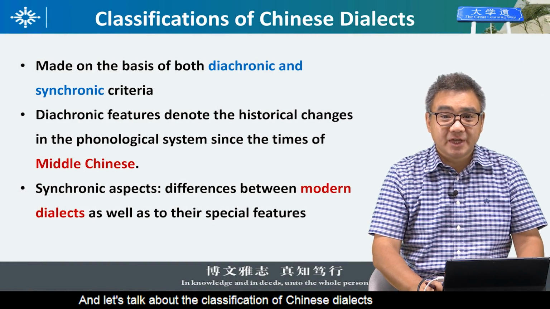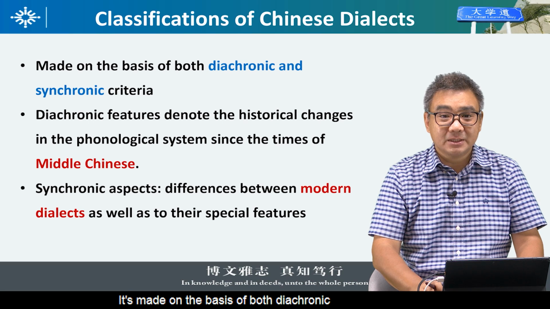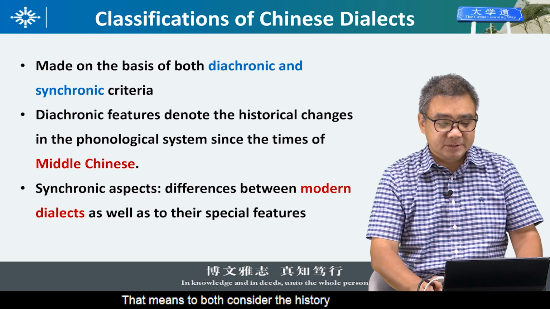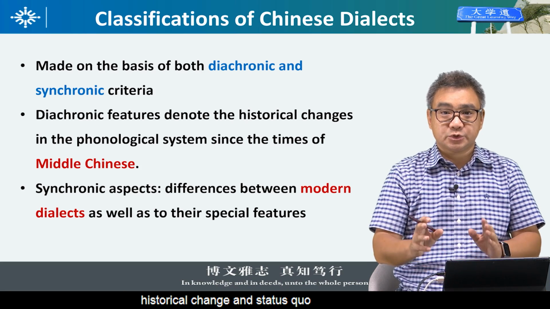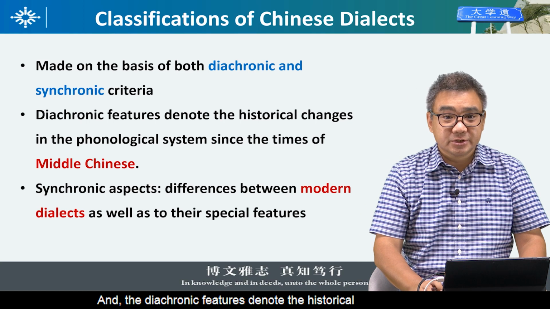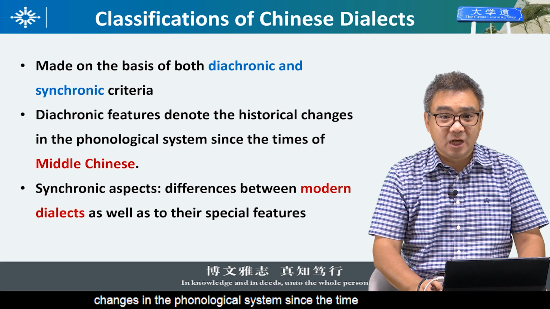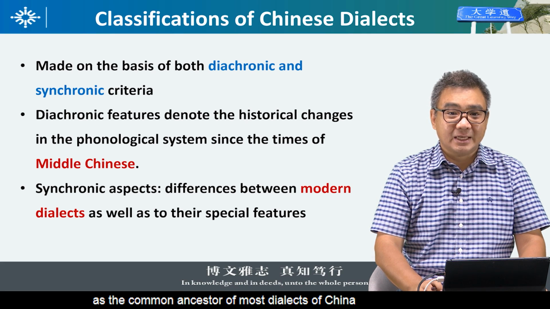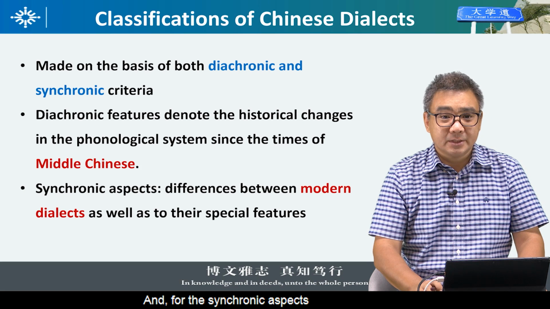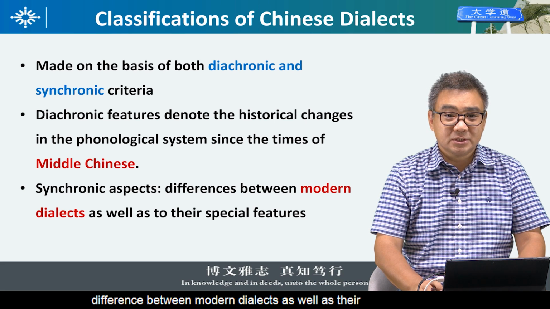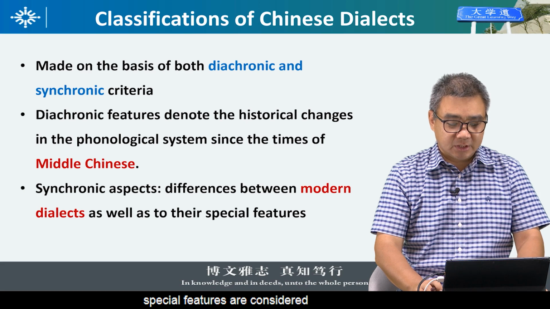And let's talk about the classification of Chinese dialects. It's made on the basis of both diachronic and synchronic criteria. That means to consider both the history, the historical change, and the status quo. Diachronic features denote the historical changes in the phonological system since the time of Middle Chinese, which is regarded as the common ancestor of most dialects of China. And for the synchronic aspect, differences between modern dialects as well as their special features are considered.